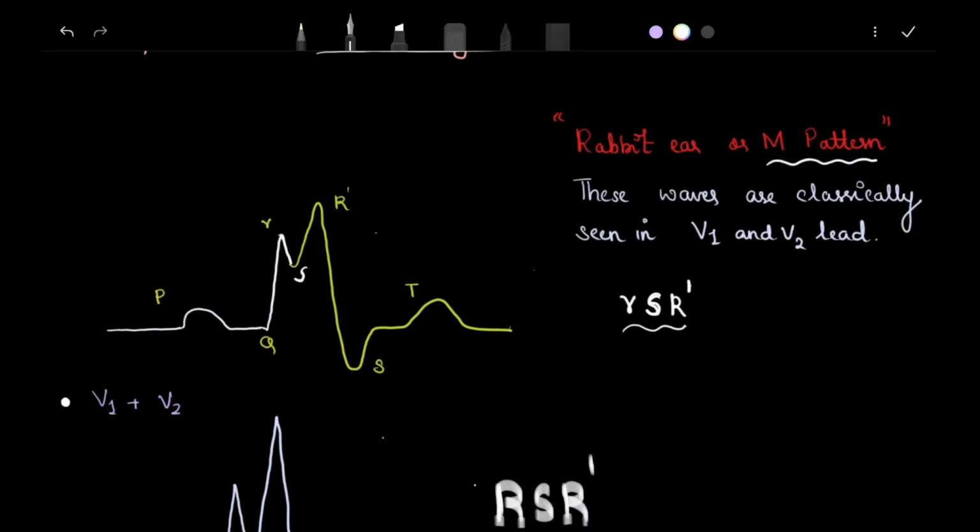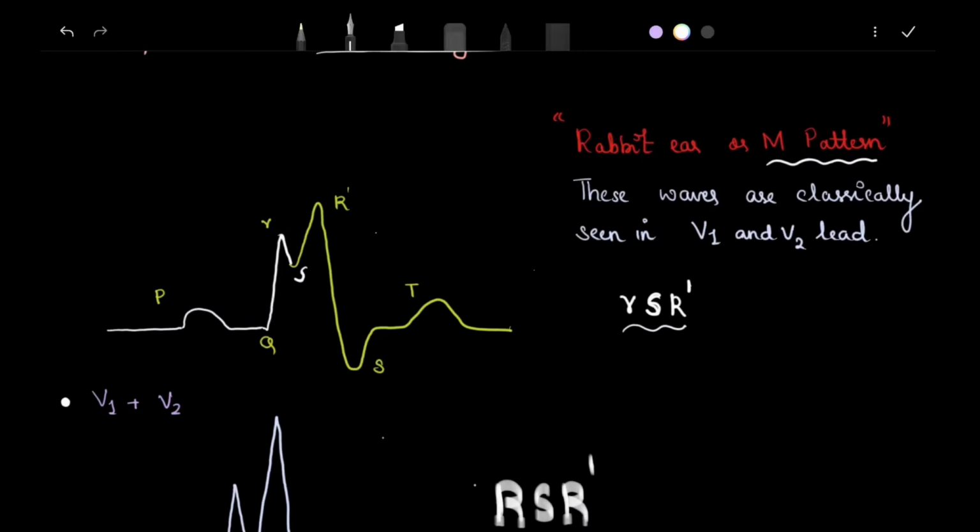So let's take an ECG. See leads V6 as well as V1. In V1, there is clearly an R, S, R dash pattern. And in V6, see the slurred S waves. Just pause the video and notice the slurred S waves. So this is typically a case of right bundle branch block.